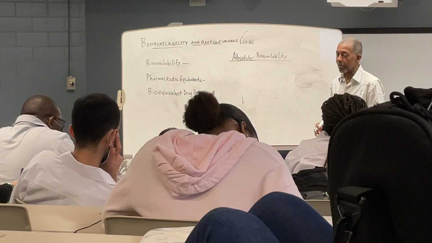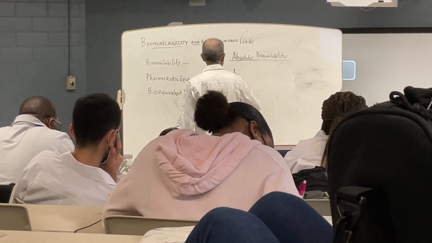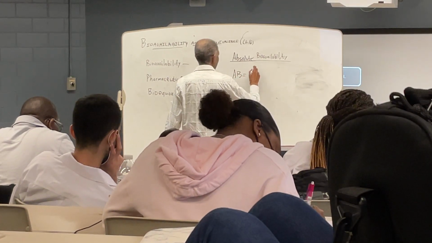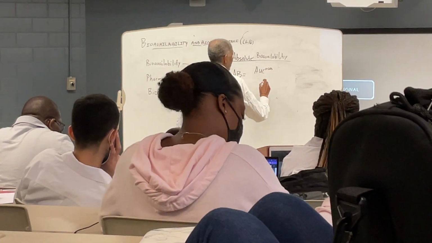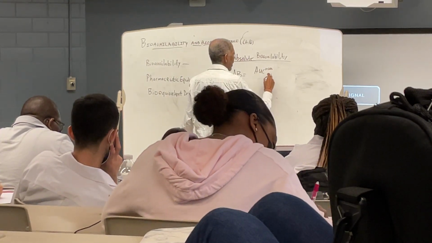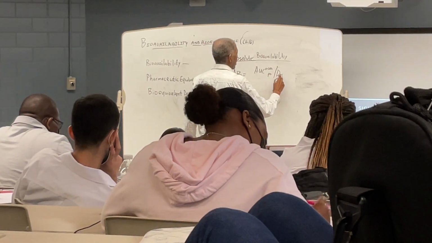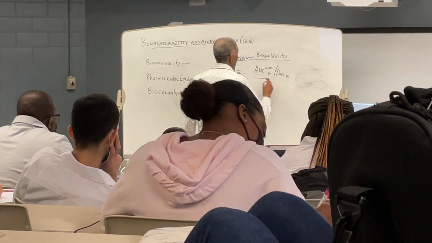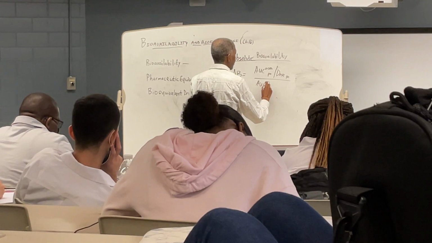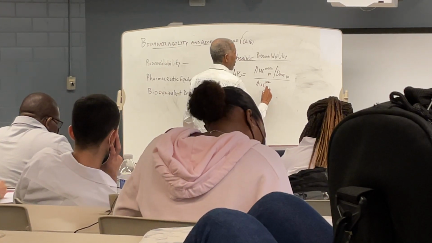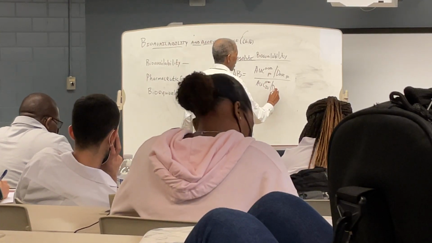So when I write the equation on the board, maybe the definition. So I just call absolute bioavailability AB. And that's equal to the area under the curve from 0 to infinity for a PO dose, an oral dose, divided by the dose administered orally, all over the area under the curve from 0 to infinity after an IV dose, divided by the dose administered IV.